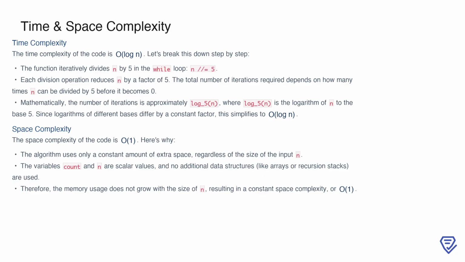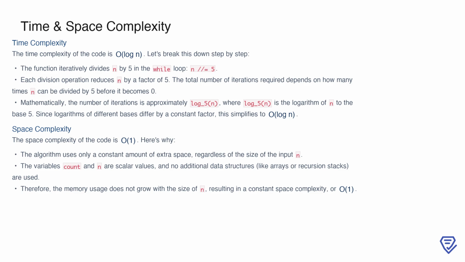The time complexity of this problem is O(log n), and we can understand this by examining the loop in the code. Each iteration of the loop divides the input, n, by 5. This division reduces n by a factor of 5 with every step. The process continues until n becomes 0. Mathematically, the number of iterations corresponds to log base 5 of n, or log_5 n. Since logarithms of different bases are related by a constant factor, this simplifies to O(log n) for the time complexity. For space complexity, the algorithm is very efficient at O(1).